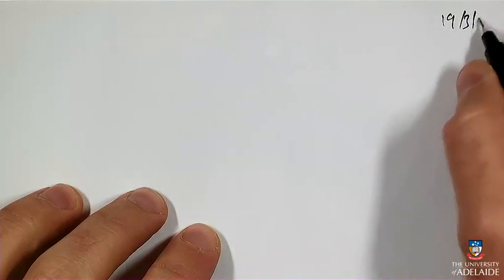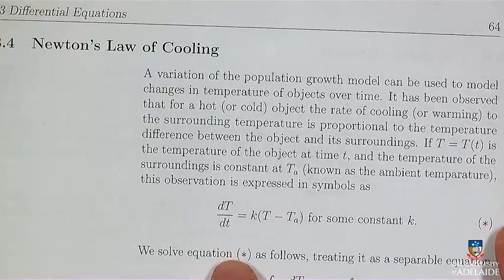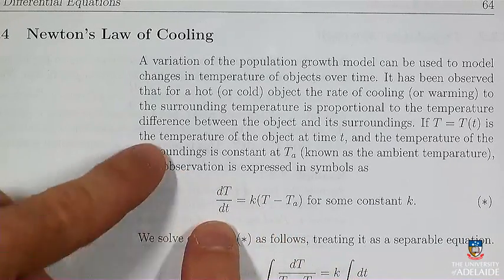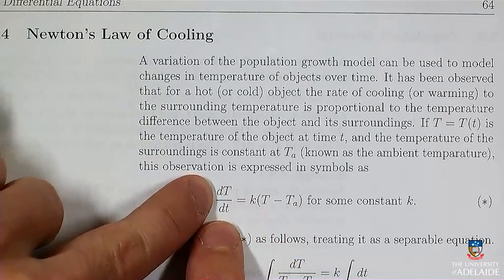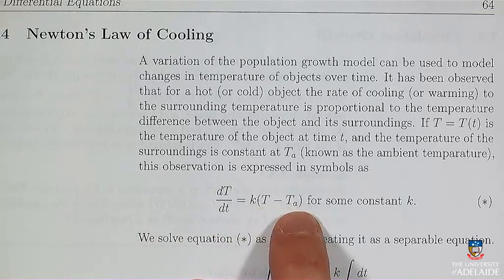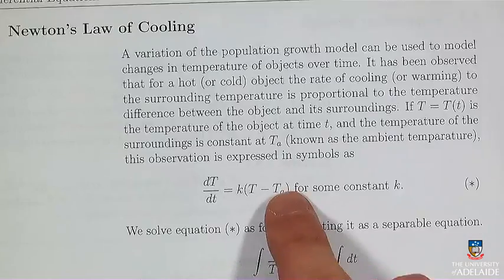So how do you write that? You write it like this. The rate of change of temperature with time, where big T is the temperature and little t is the time, is some constant times the difference between the actual temperature and the ambient temperature. TA is the surrounding temperature. In our case, it was 23 degrees, the temperature of the room.